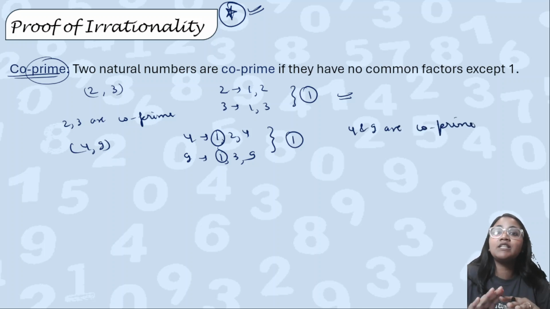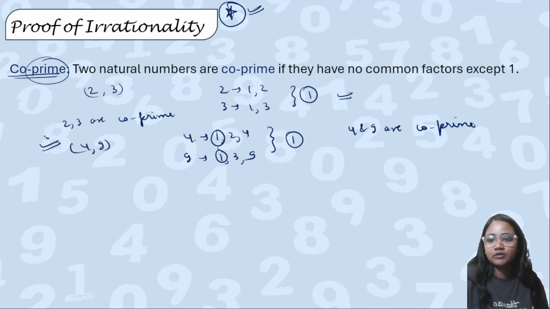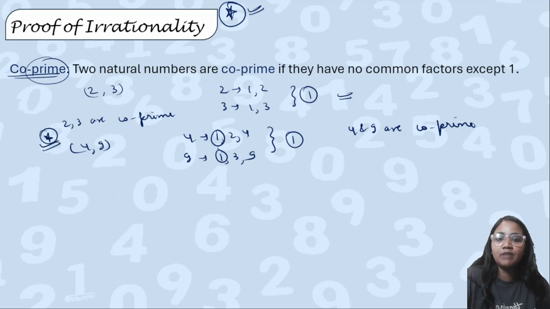So prime is not related to co-prime. Okay, so two prime numbers can be co-prime, but if two numbers are co-prime, they do not necessarily have to be prime numbers. You can see that. This is an example of it. Okay, I hope this is clear. We have to keep this in mind.